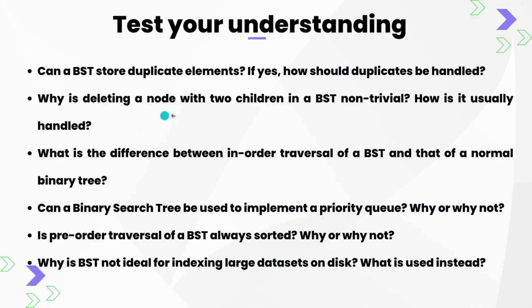Next is, why is deleting a node with two children in a BST non-trivial? How is it usually handled? So we know that for deletion in a binary search tree, we have three cases. One of those is deleting a node with two children, which is slightly complicated. We cannot do it straightforwardly. When we are to delete a node with two children, we need to find the node with the least value along the right subtree, and that node cannot be immediately put in place of the node to be deleted.